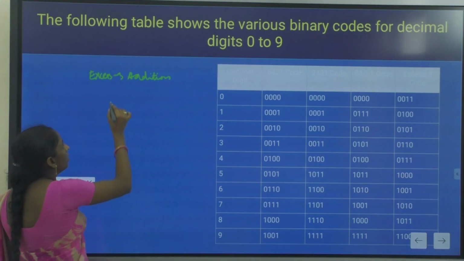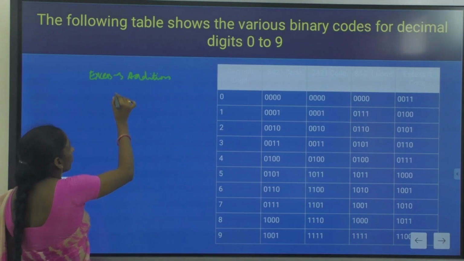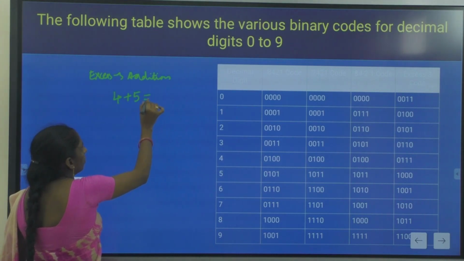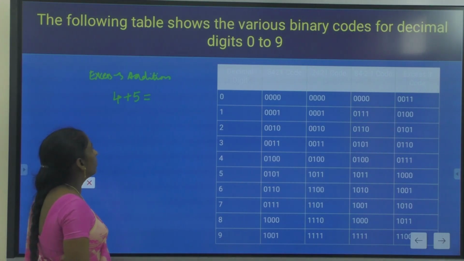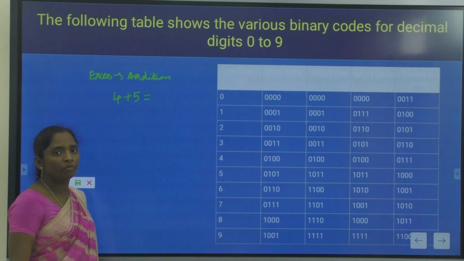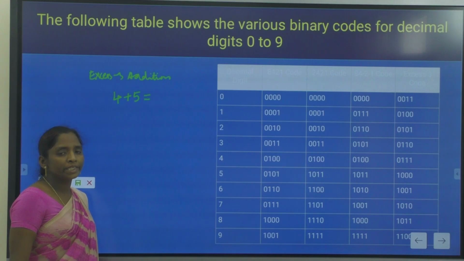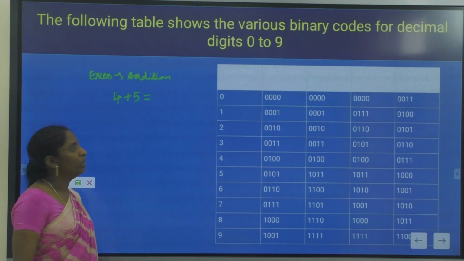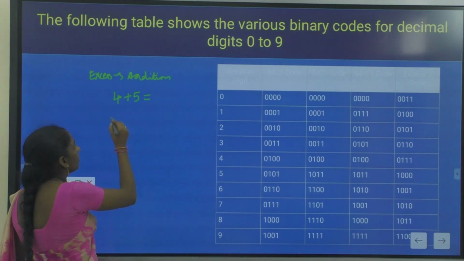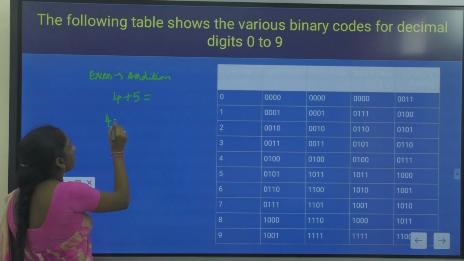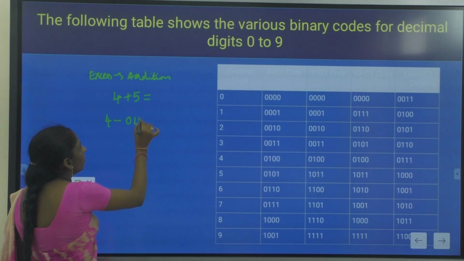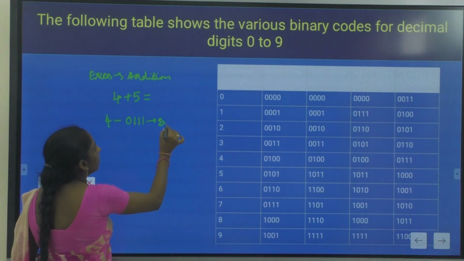x3 addition. Add 4 plus 5. So first write the x3 for 4. So what is the x3 for 4? That is 4 plus 3. We should add 3 to the 4, then you will get the x3 for 4. So 4 plus 3, 7. So 4 equal to 7, 0111. This is the x3 for 4.